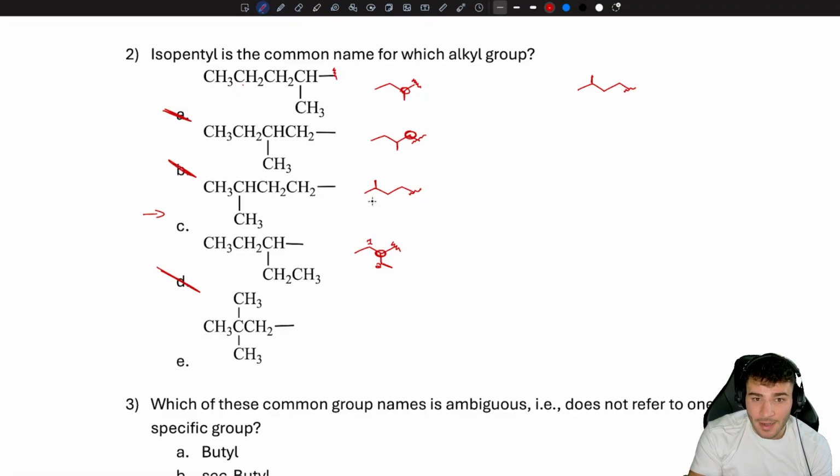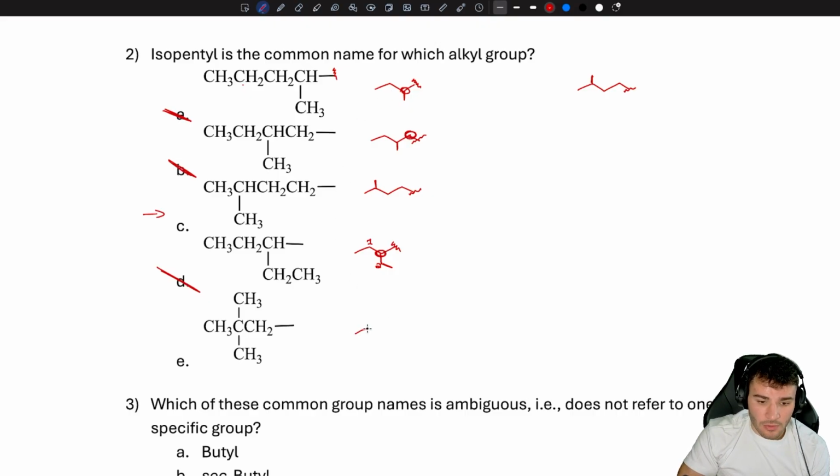If we were to give them a common name, we would maybe think, okay, maybe this is sec-pentyl, but then you can realize where the issue arises, in which saying sec-pentyl doesn't actually tell us what the structure is. It could be either of these, and they would both be correct, right?